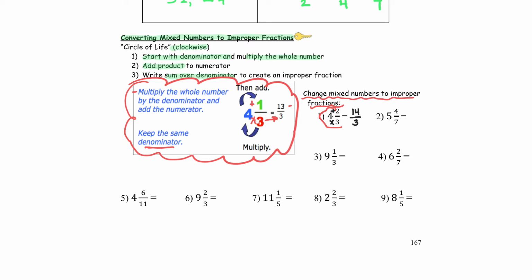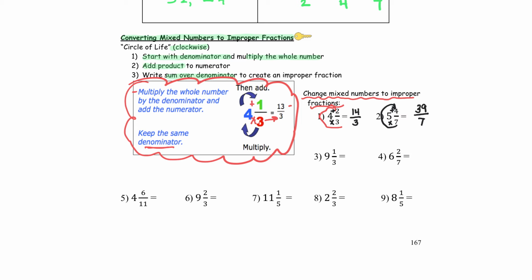Let's do one more together. Number 2, 5 and 4/7. We make that little circle because it reminds us. Do you have to do that? Boys and girls will ask us, do we have to do that? No, you don't have to do it. But even for me as a grown-up, it reminds me the order in which I have to do things. So 5 and 4/7, we say 7 times 5, which is 35, plus 4 is 39. So we write the numerator as 39, and we just slide that 7 over, and we are finished.